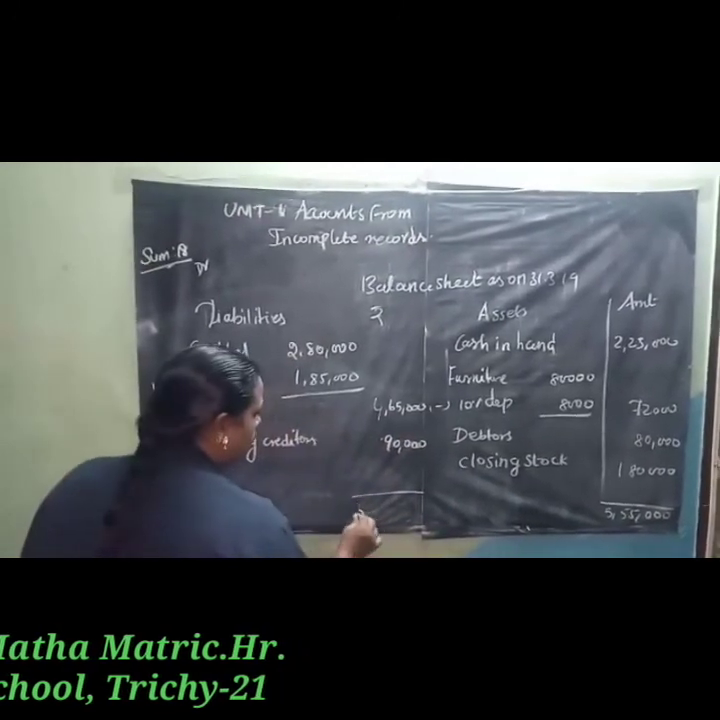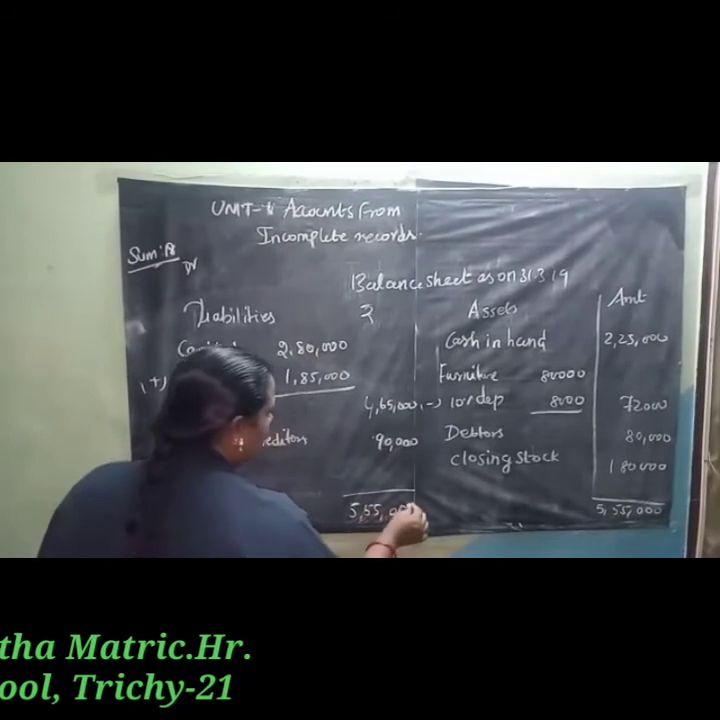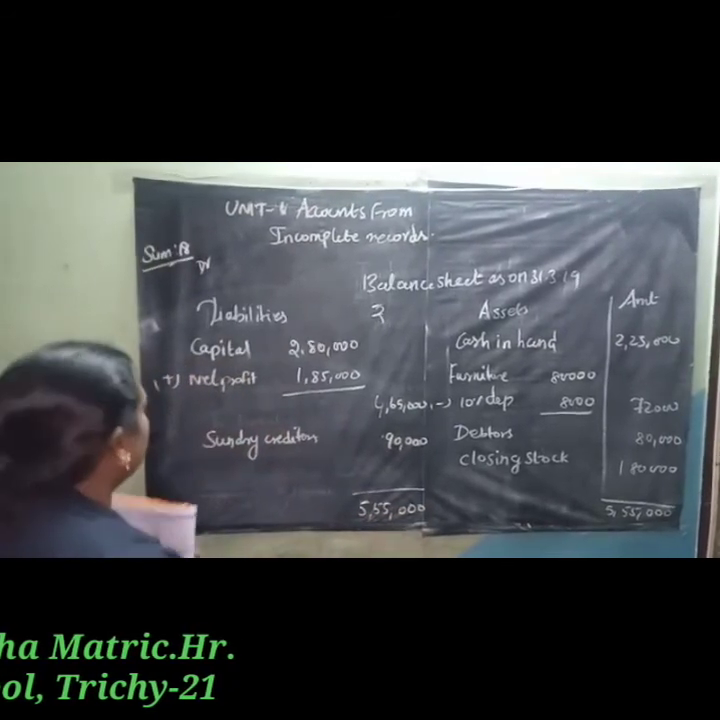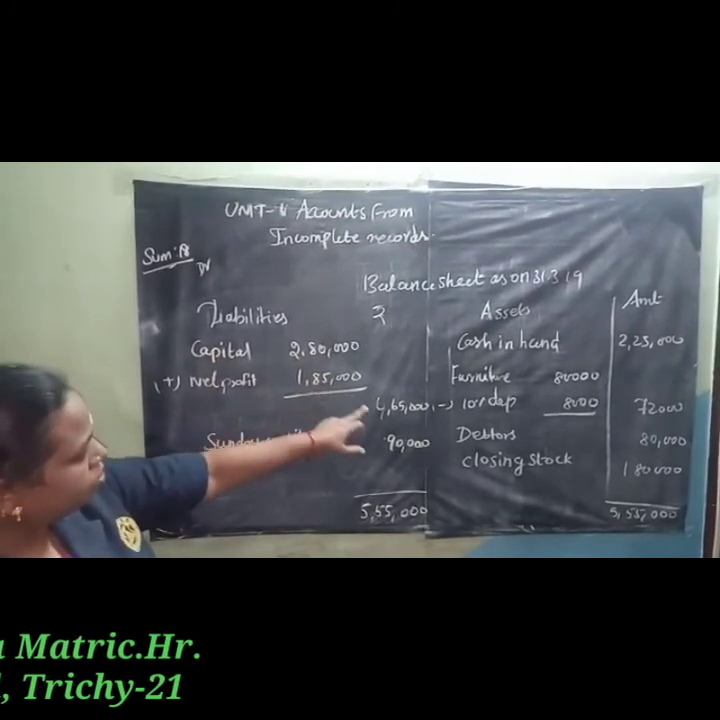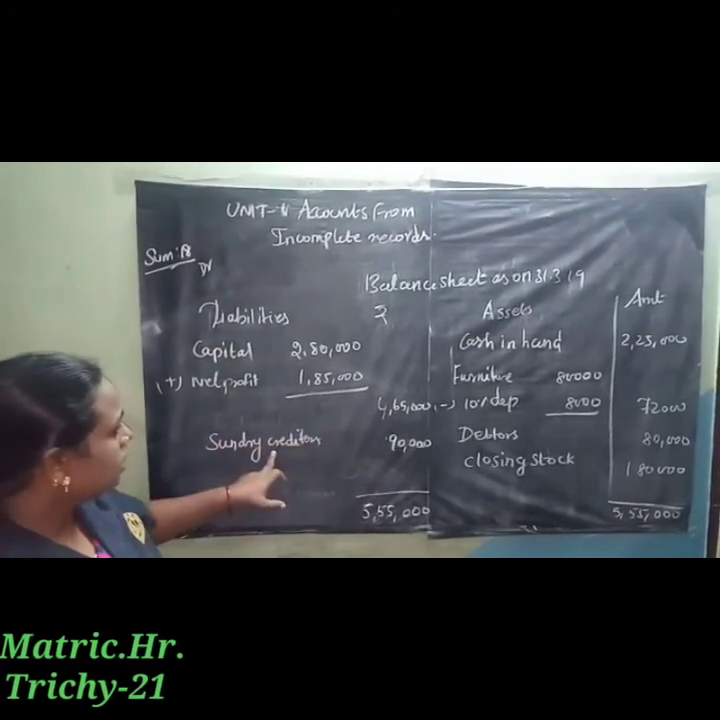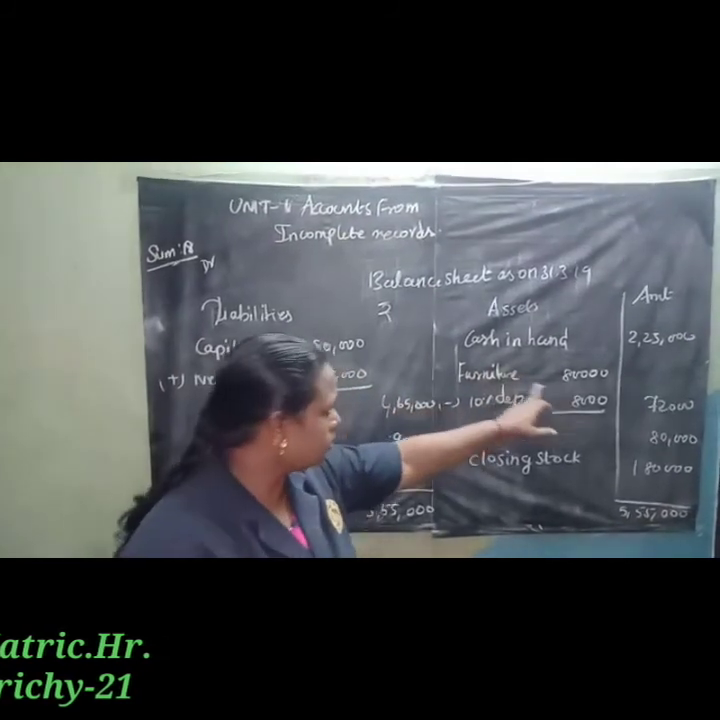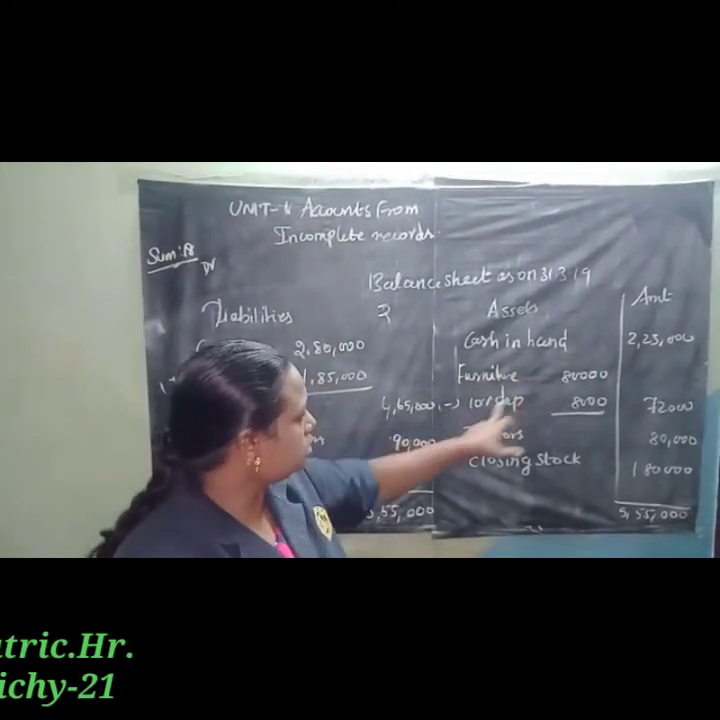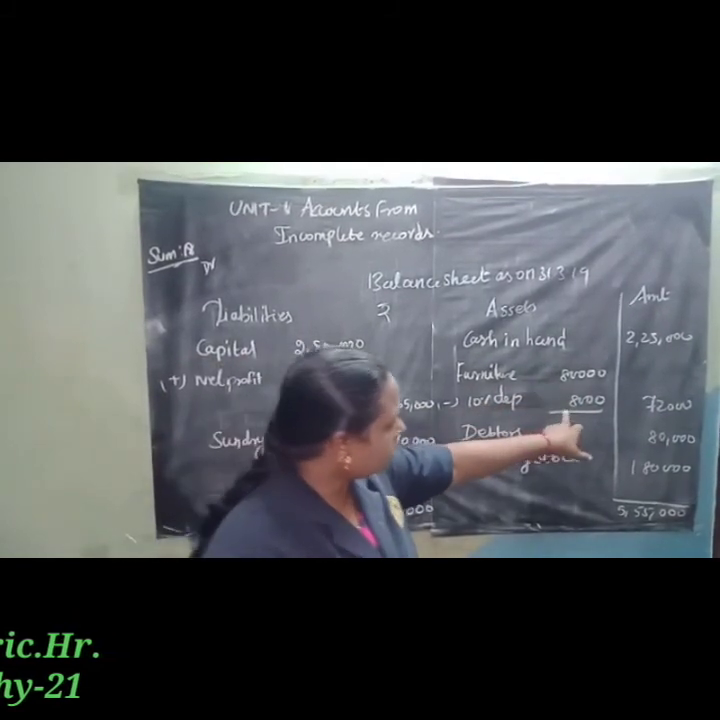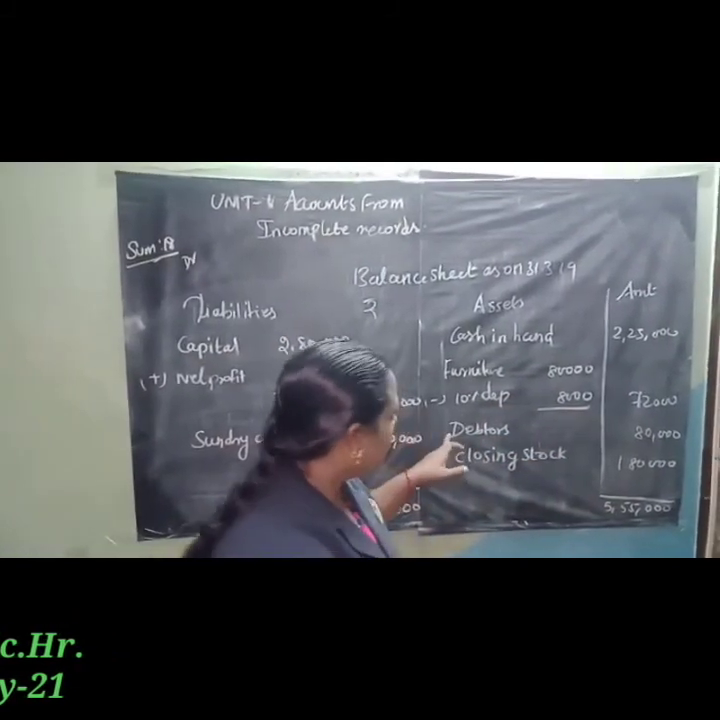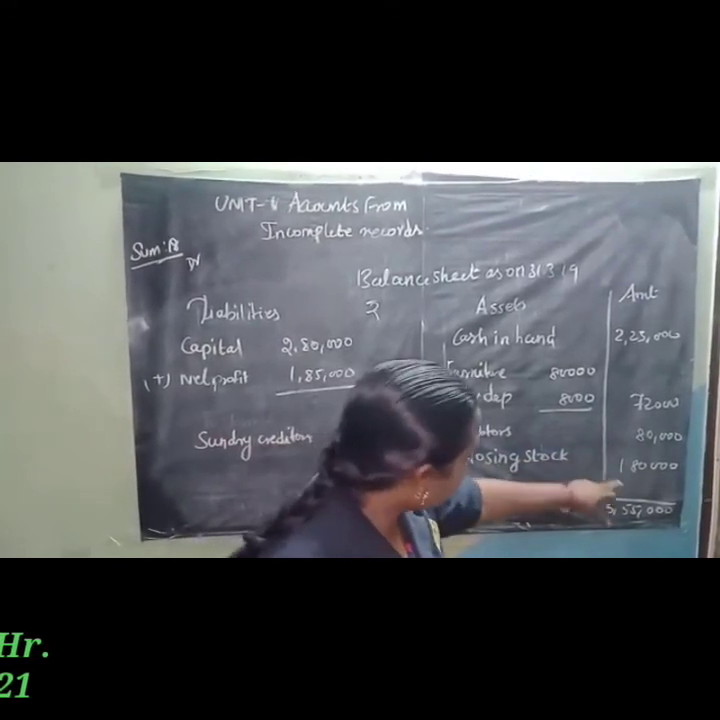All the liabilities are on the liability side and all the assets are on the asset side. On the liability side, capital plus net profit, 2,80,000 plus 1,85,000, 4,65,000, creditors 90,000. On the asset side, cash in hand 2,23,000, furniture 80,000 less 10% depreciation, 80,000 minus 8,000, 72,000. Next, closing debtors 80,000. Then finally, closing stock 1,80,000.